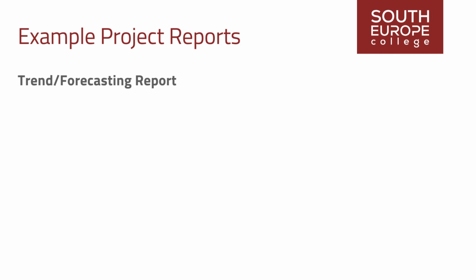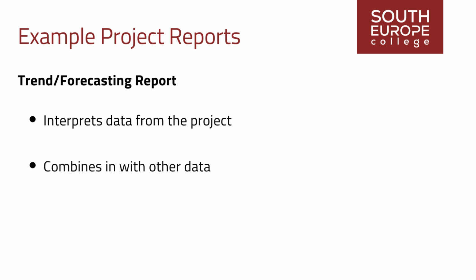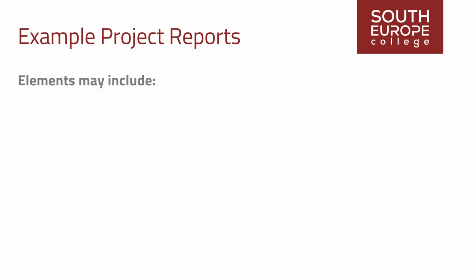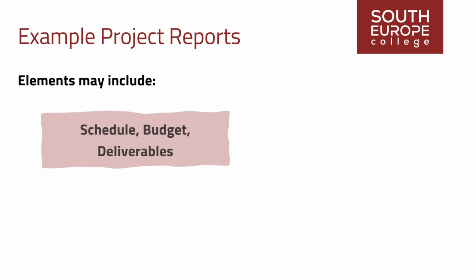Trend forecasting report. Looking back is important for extrapolating into the future. This type of report interprets data from the project, combines it with other data, including from other projects, attempts to determine if performance is improving or deteriorating, and forecasts into the upcoming time. Elements may include schedule, budget, deliverables.